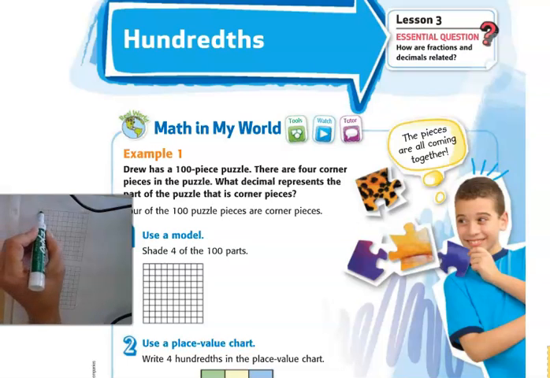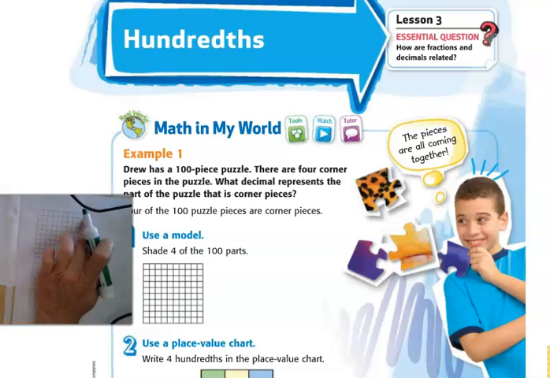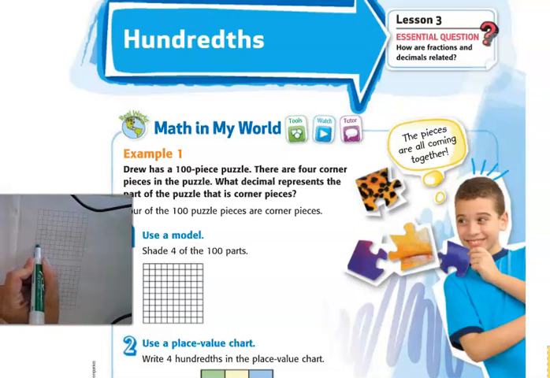Okay, so I could shade 1, 2, 3, 4 to show my 4 corners, but that's not what it's asking us to do. It's asking us to show the decimal. So I'm going to go in the same path, 1, 2, 3, 4. It's customary to fill in an entire row and then go to the next row and keep them all lined up so that when we're going to write it out, it's easier that way. Okay, so this is how the model would look.